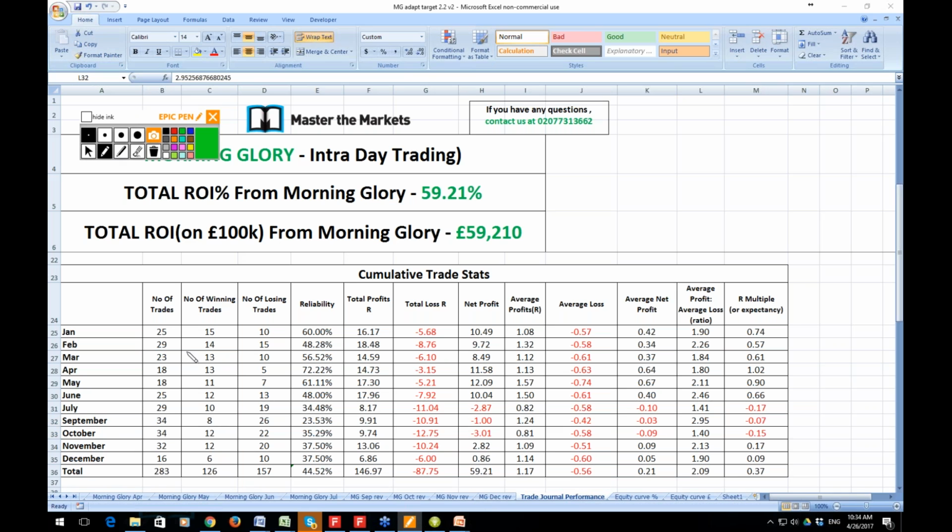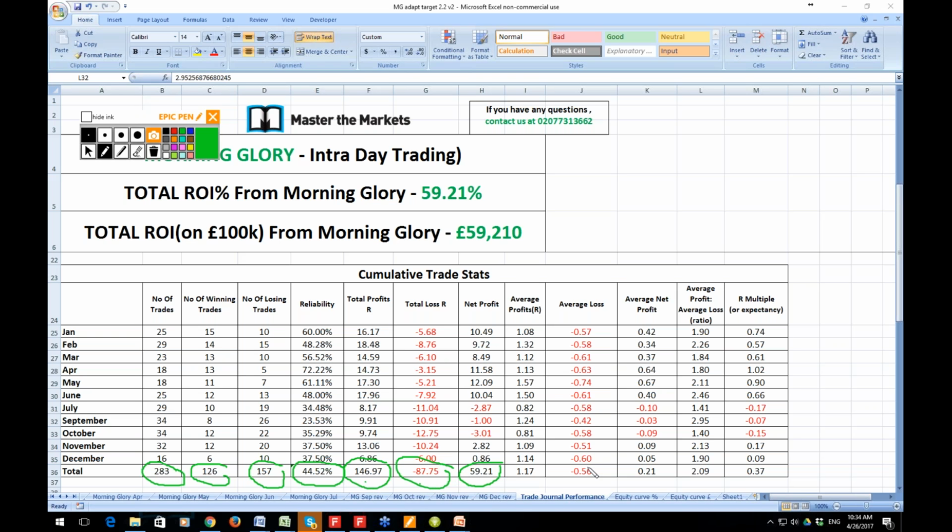Let's look through this. I've added up all the trades for each month. That gives me the total sample, number of winning trades, and number of losing trades. You remember what I told you about reliability: it's not even 50%, it's 44.52%. That means for this strategy to win, each winning trade must make more than the losses. Then this is total profit, and total losses. This minus this gives you net profit.